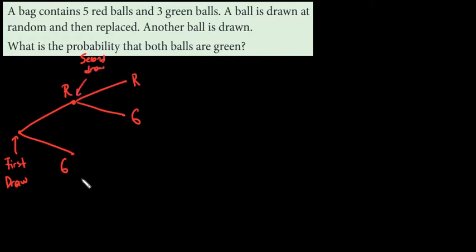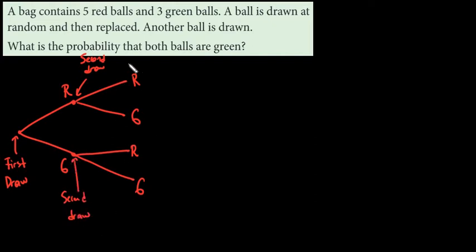Let's say that in the first row we get a green color ball. In the second row, what can we get? So we have 2 colors of balls, right? Red and green. So in the second, we can also get a red ball or a green ball. This is the second row.